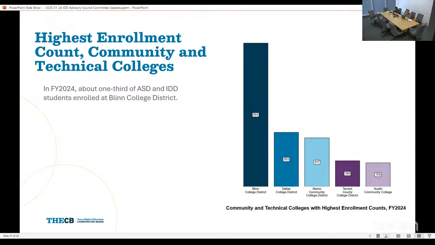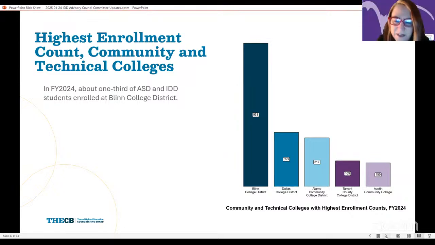I have a question. These aren't all the community colleges in Texas. Are these the ones with special programs? Anyone know? I don't even see the Vast Academy on there. It's a random sample, I think. Okay.